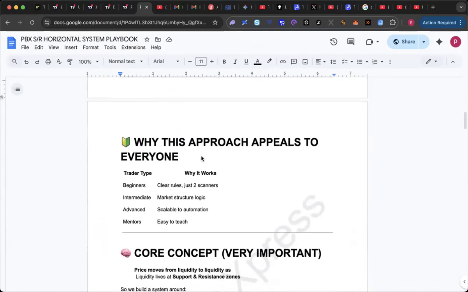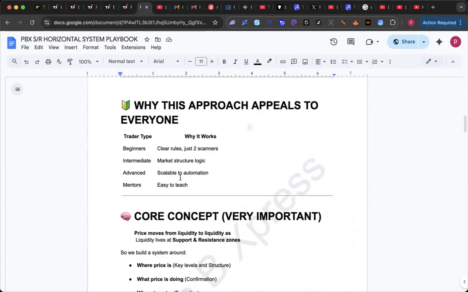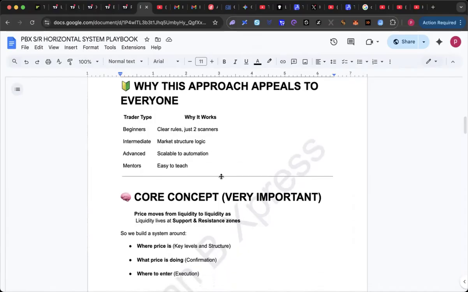Okay, now, so why does this approach appeal to everyone? So why is it for everybody? Beginners: clear rules, just 2 scanners, not too many, 2, complementing each other, and you're going to see how to make use of it. Intermediate: market structure logic. Everything is built around market structure, built around price action, built around liquidity, and some concepts in SMC as well. Advanced: scalable to automation. The mentors: easy to teach.